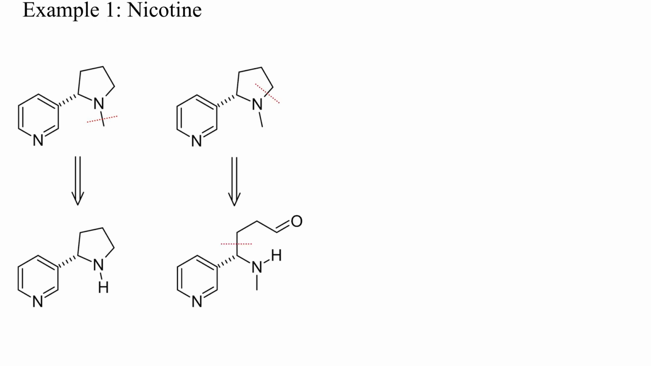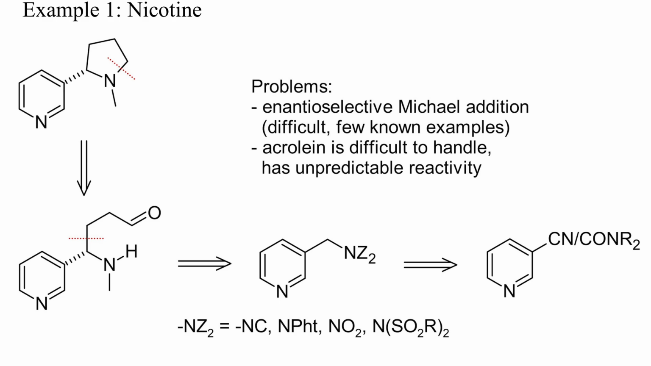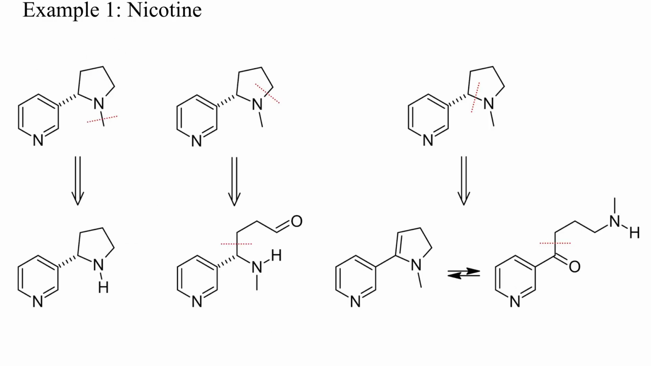Cleavage of the N-CH2 bond, however, yields an aldehyde, which might be accessible by Michael addition of an aminomethylpyridine to acrolein. This approach does not look promising, however, because it would require an enantioselective Michael addition to acrolein. Few examples of such reactions have been reported, and acrolein has 2 electrophilic sites and is difficult to handle. This Michael addition would also require a strong base because 3-picolines are not particularly acidic. A third strategy would be retrosynthetic cleavage of the benzylic carbon-nitrogen bond.